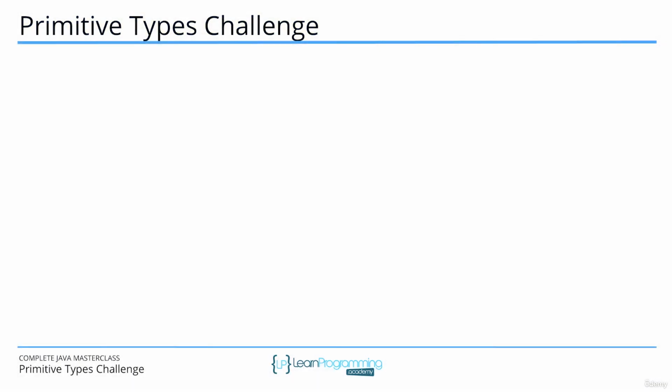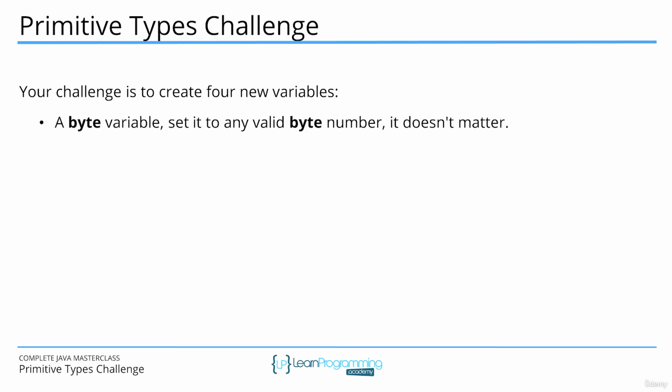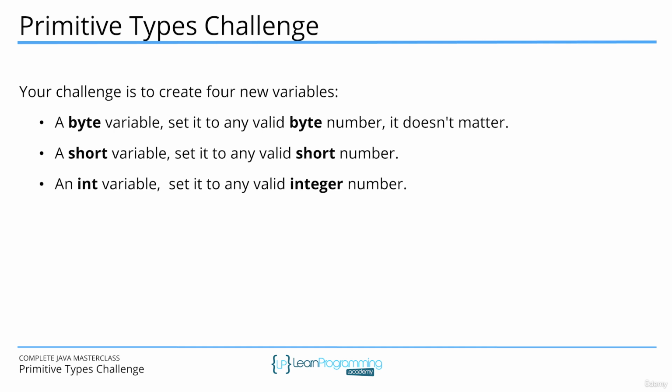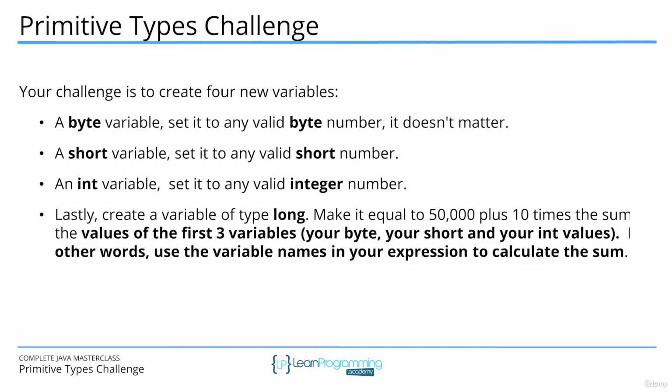Alright, so we've covered a lot of material and it's time for a challenge. Your challenge is to create 4 new variables. A byte variable, set it to any valid byte number, it doesn't matter. A short variable, set it to any valid short number. An int variable, set it to any valid integer number. Lastly, create a variable of type long.